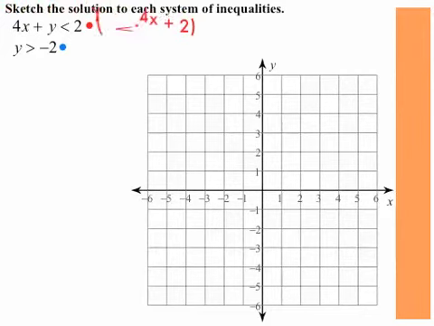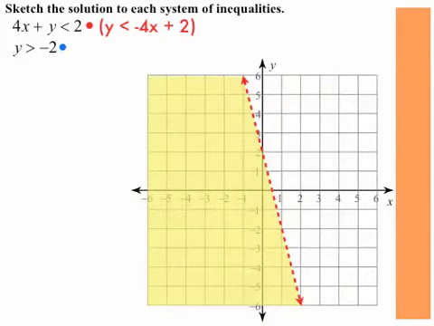So I would have this line right here, which would be dashed because y is less than. My slope is negative 4 over 1. My y-intercept is 2. I would shade below this line. Again, I've shaded this one yellow. It doesn't really matter what colors you choose.